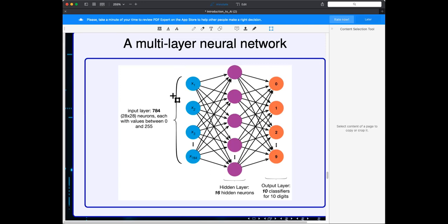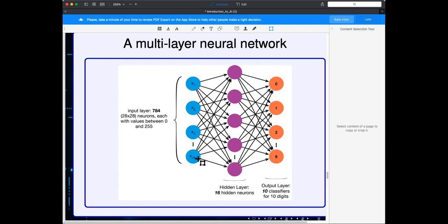Okay, so here is the neural network. Look at that. What is the number of neurons in the input layer? What is the number of neurons in the hidden layer? And what is the number of neurons in the output layer? The number of neurons in the input layer is the feature length.